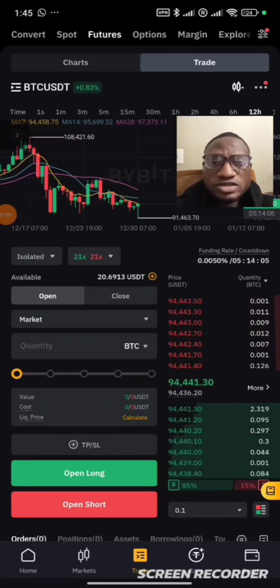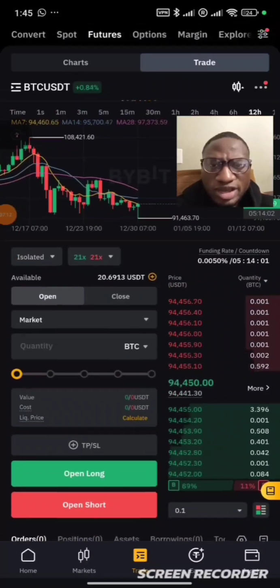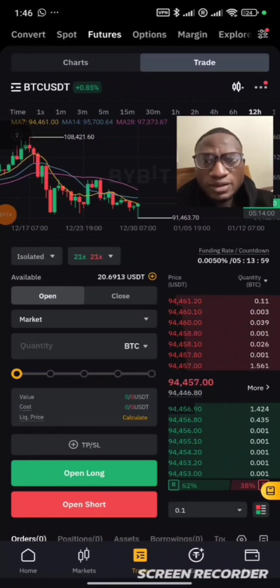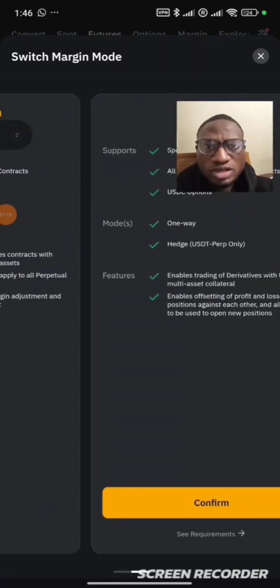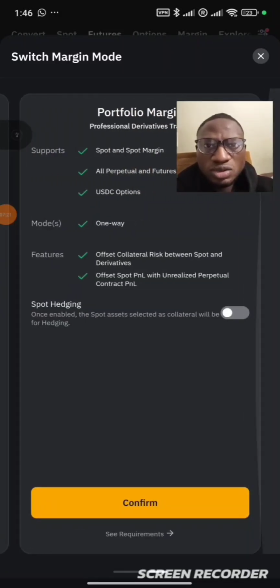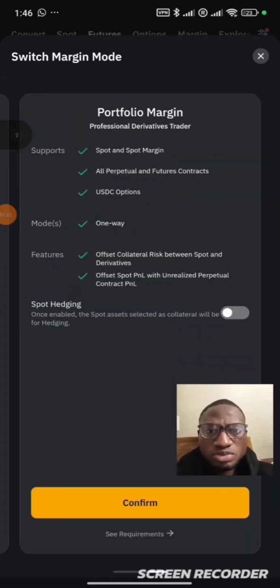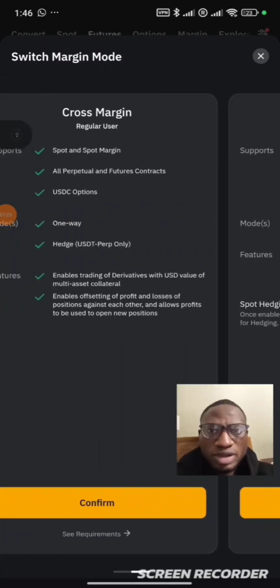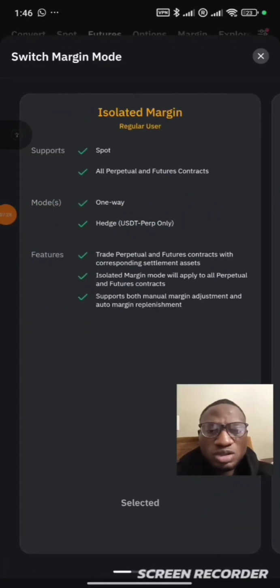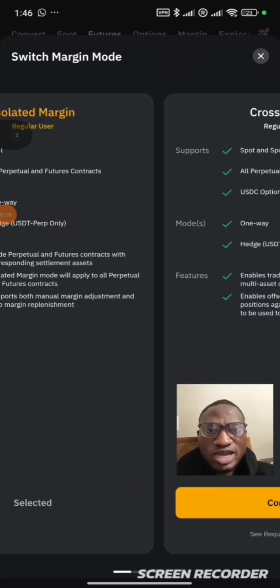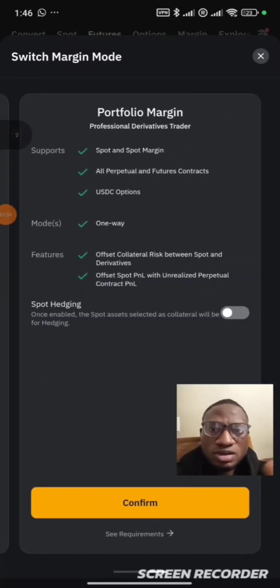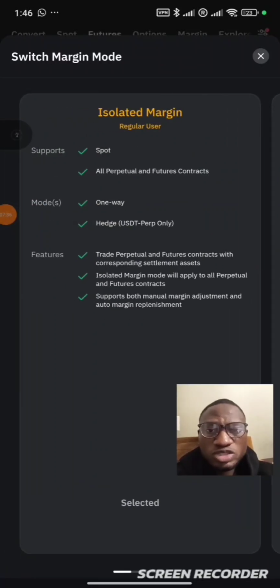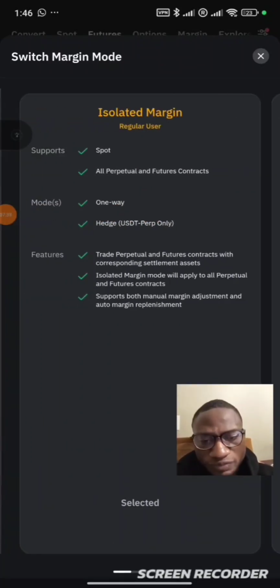So let's continue. You see some stuff here on futures trading, and I'll be explaining everything one by one. You see this isolated margin. If you click on it, you also have cross margin. You also have portfolio margin. But the most important ones you should know are isolated and cross. The portfolio one you can talk about later or just leave it.